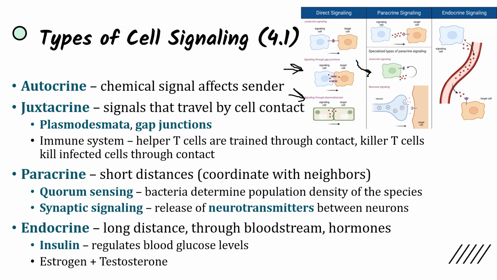This happens also in our bodies through synaptic signaling right here with neurotransmitters, which are how neural signals are transmitted, and neurotransmitters are released between neurons through paracrine signaling.